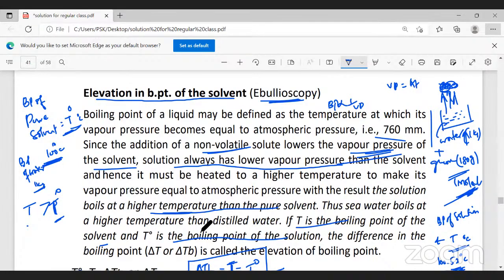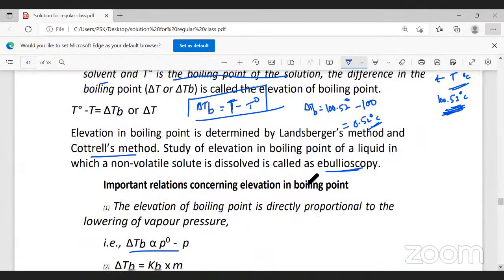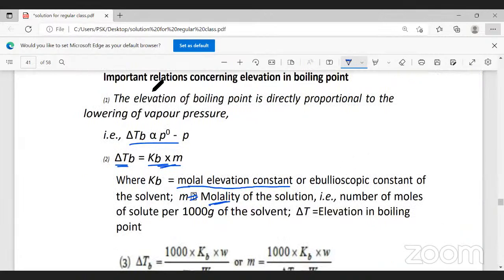100.52 degrees. So what's the change in temperature, the elevation in boiling point? Delta TB will be equal to boiling point of the solution, 100.52, minus the boiling point of water, which is 100. Therefore, elevation in boiling point is 0.52 degrees. This 0.52 degree is called the molal elevation constant for water. See here clearly, delta TB is equal to Kb into m. What is Kb? Molal elevation constant.